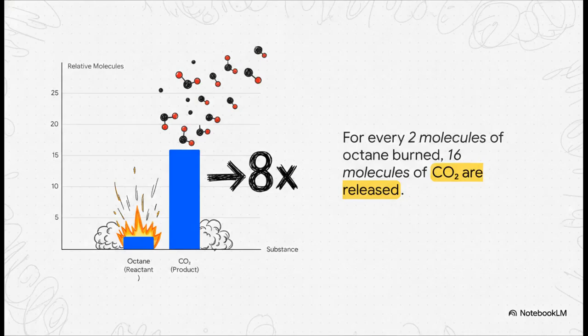And this, right here, this is where the hidden power of these ratios becomes crystal clear. This visualizes what happens when we burn gasoline. The balanced equation tells us that for every 2 molecules of octane fuel we burn, we release a whopping 16 molecules of CO2. That's an 8-to-1 output. Understanding that precise balanced ratio is absolutely critical for modeling atmospheric pollution and getting a handle on our environmental footprint.